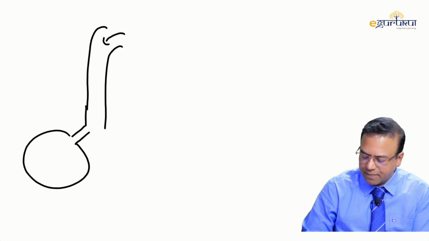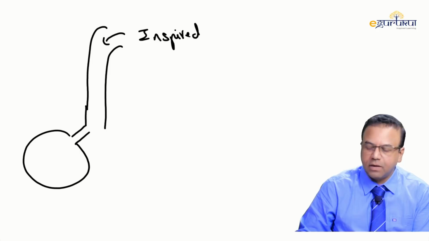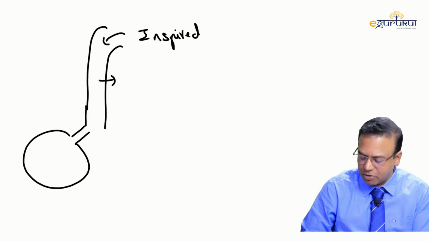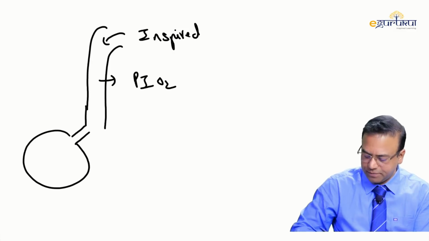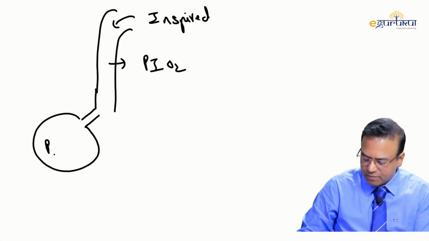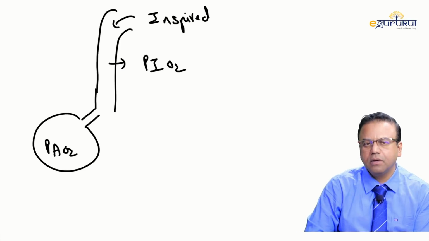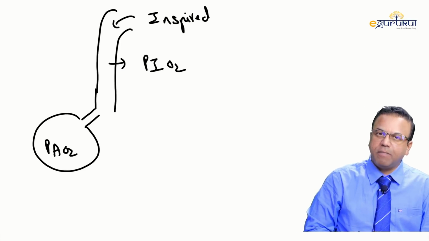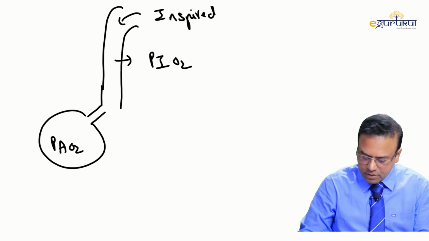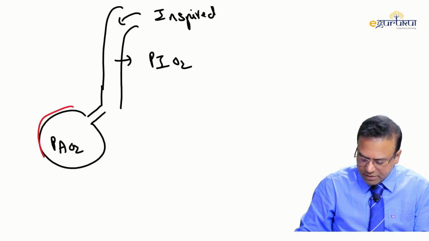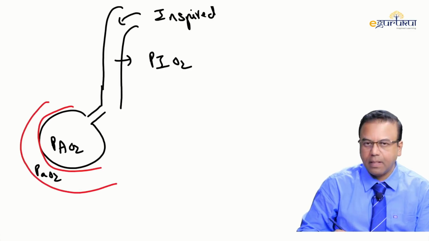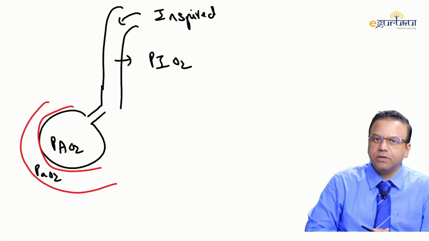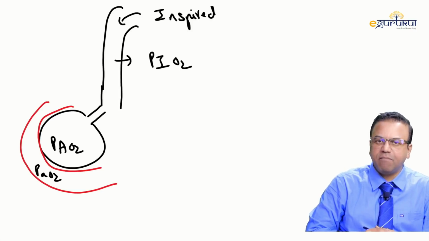then this is the inspired air, and this inspired air has a partial pressure which we refer to as the partial pressure of inspired oxygen. Once it enters the alveoli, then this becomes the partial pressure of alveolar oxygen. What gas diffuses across into the blood vessels? This is the partial pressure of arterial oxygen. So we have the partial pressure of inspired oxygen, the partial pressure of alveolar oxygen, and finally the partial pressure of arterial oxygen.